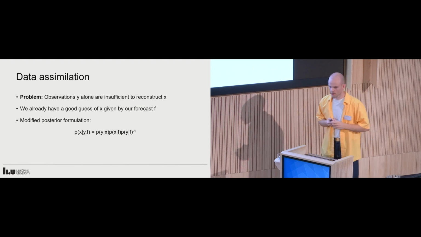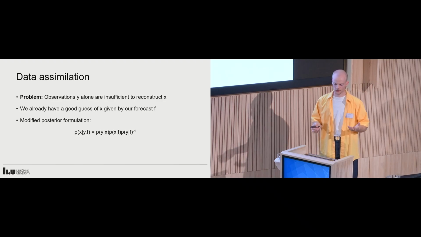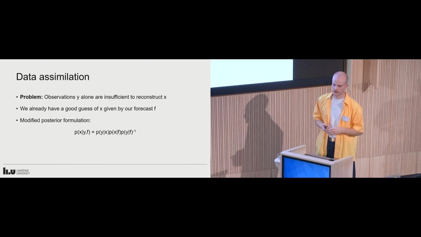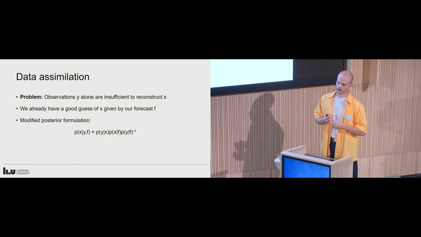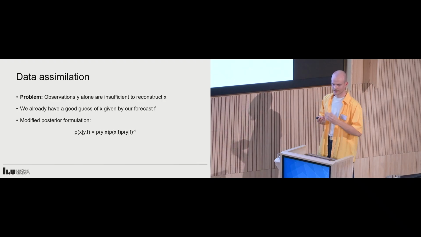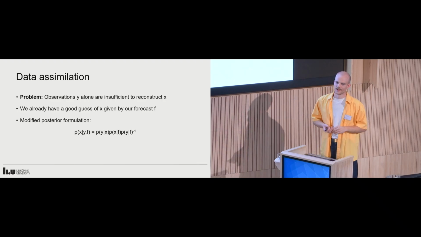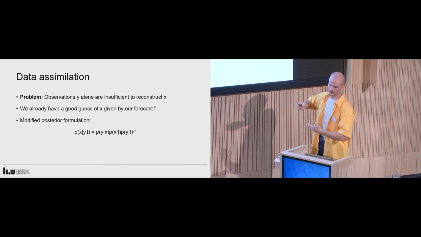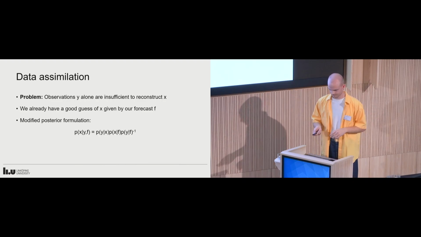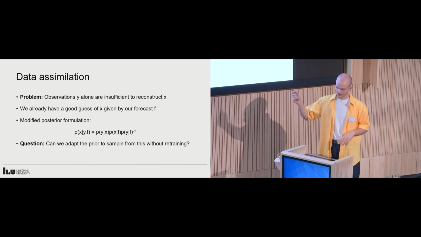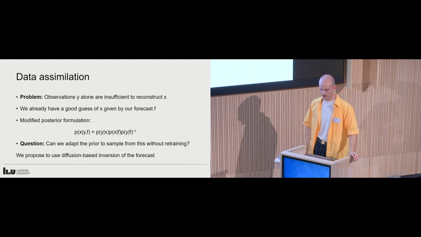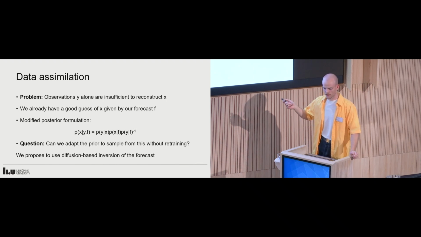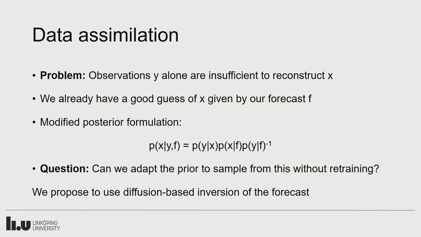However, we spent all this time training our diffusion model, and now I'm coming and telling you that you have to condition this on a forecast as well. And you say that, oh, maybe I have a favorite forecasting model right now, but in a few months, DeepMind will release a new one, and then this one will be obsolete. So is there a way of doing this without having to retrain our diffusion model? And the answer is yes, I think. And I will show you a way to do this using what's called diffusion-based inversion of the forecast.